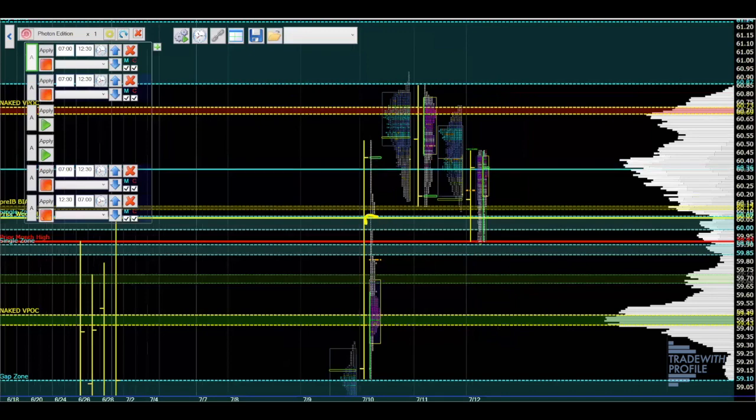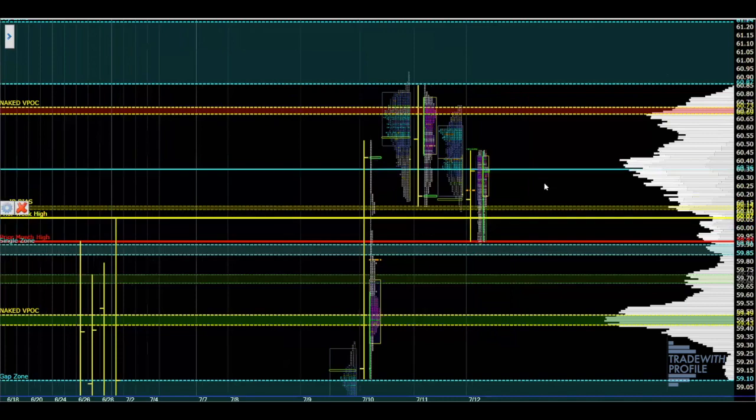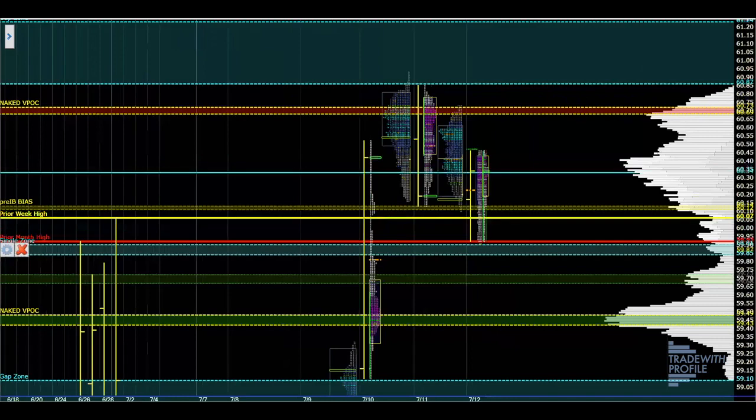When we just got on the call, what I was looking for, and I can click these off now because they've been used, is that we had an inventory report the other day. And you can see there's a single print, an area here in the profile that we only traded in one 30-minute period. We cleaned up some of that excess yesterday, and then we got another one of those zones on the open. I had some shorts from yesterday that I was looking to target these with, so we got those covered, and now we're looking to do the next thing.